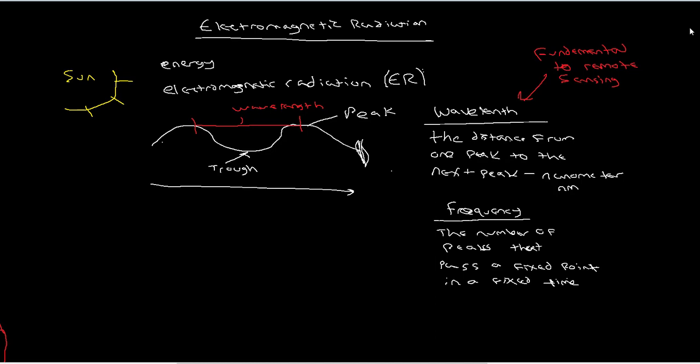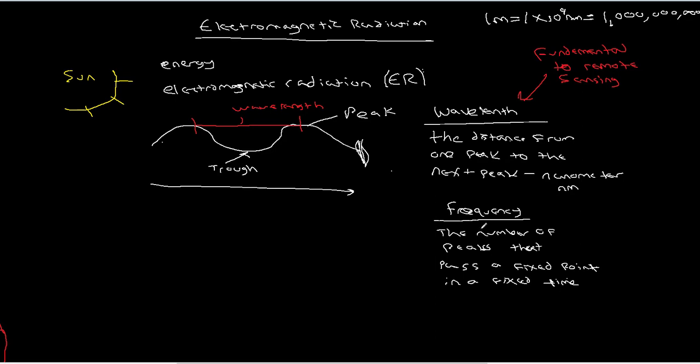And just for reference, 1 meter is equal to 1 times 10 to the 9th nanometers, which if we expand out that scientific notation, 1 times 10 to the 9 is a billion. That's 1 with 9 zeros. So we're talking on the order of a billionth of a meter. So very, very short distances.